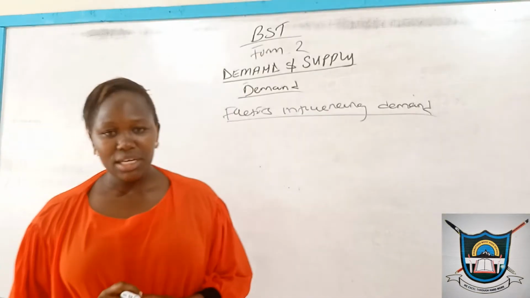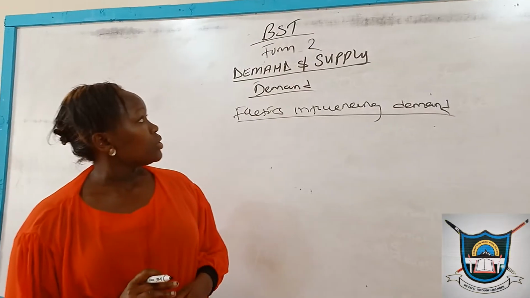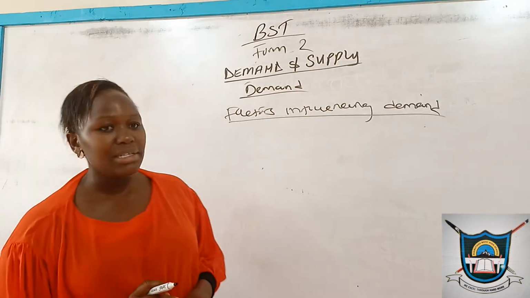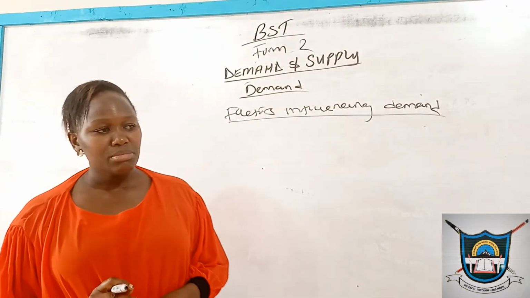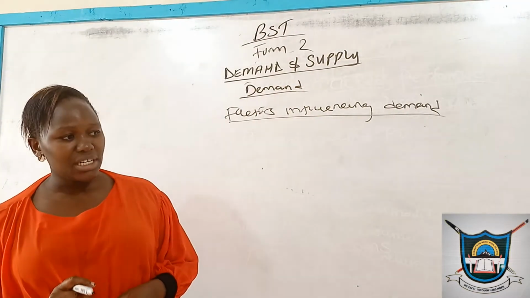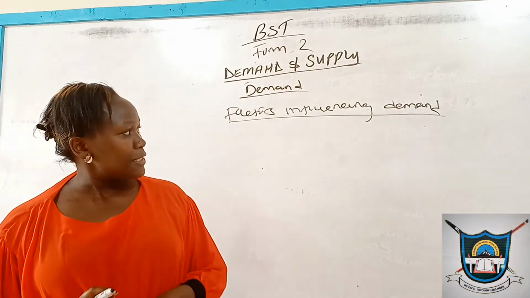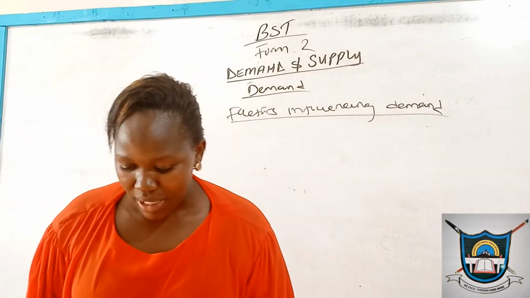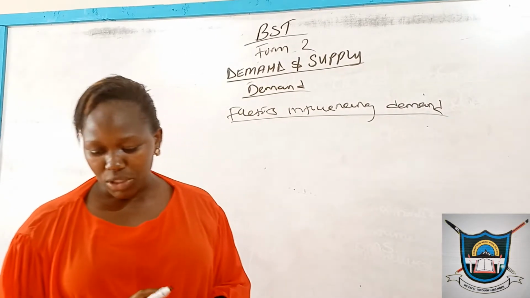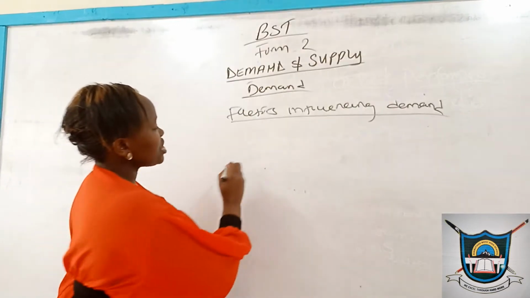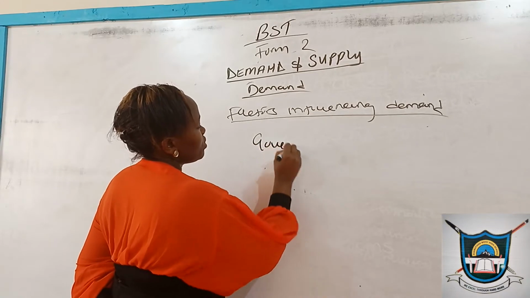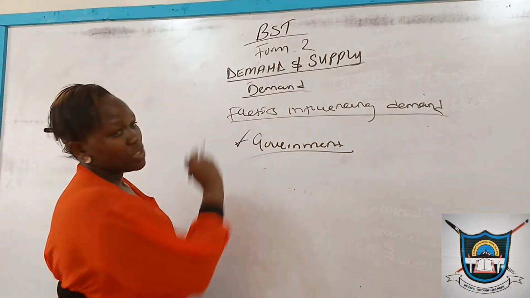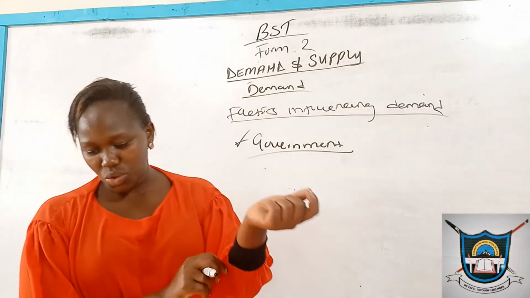to our today's business lesson. We are still looking at the topic demand and supply. In our last lesson, we looked at demand. We defined what is demand. We also looked at the factors influencing demand. Now, we looked at a number of factors in our last lesson. We looked at the price of goods. So today, we are going to start with government policy. We discussed it during the other lesson, but we have not exhausted it.